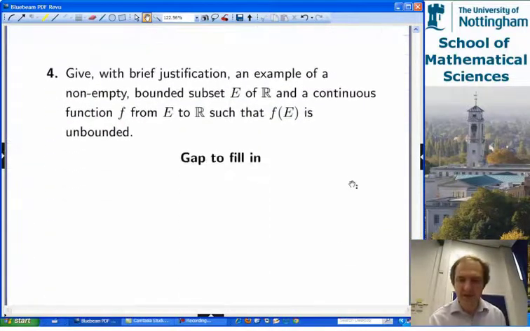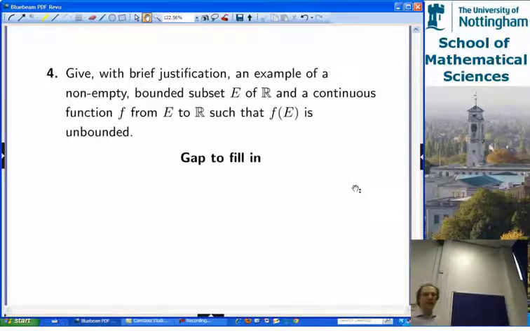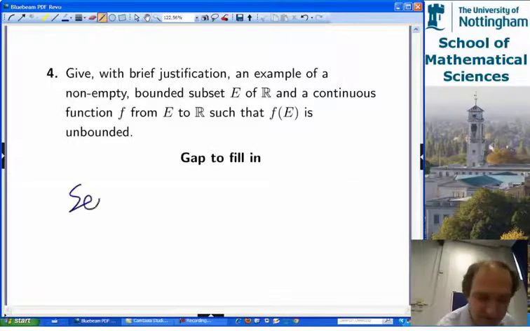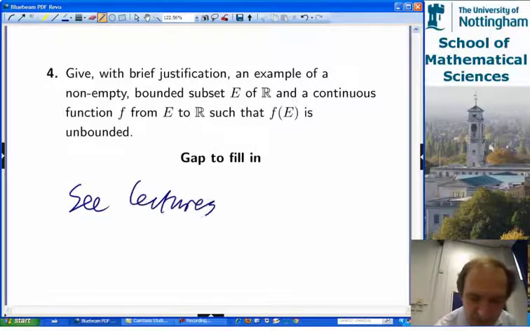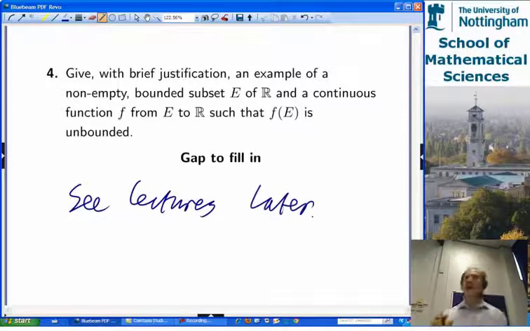Okay, now I won't have time to let you think about this last one. I don't think I want to spoil your fun. I think we'll have an example of this later in the lectures. So see lectures. But by now you've got the idea of what you've got to do. So you can have a go at this and see if you can come up with an example. And if you're not sure about your example, feel free to ask me.